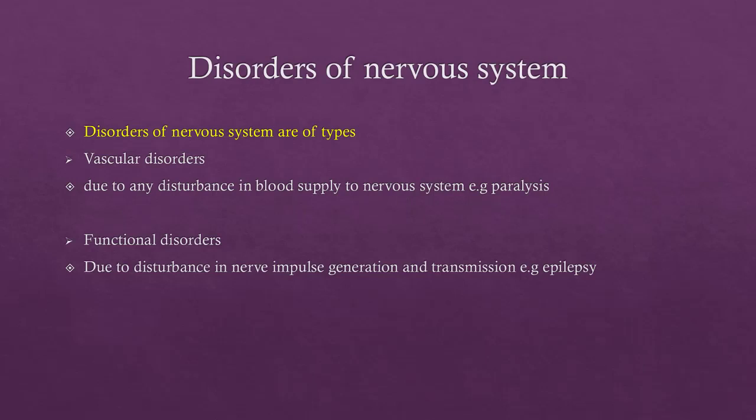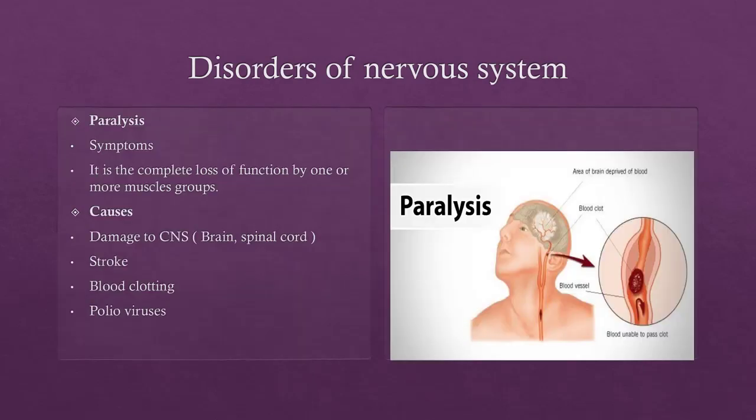and functional disorder. So dear students, vascular disorders are due to any disturbance in the blood supply to the nervous system, for example, paralysis. Functional disorders are due to disturbance in nerve impulse generation and transmission, for example, epilepsy. Now we will discuss these diseases one by one. First of all, we will discuss paralysis.